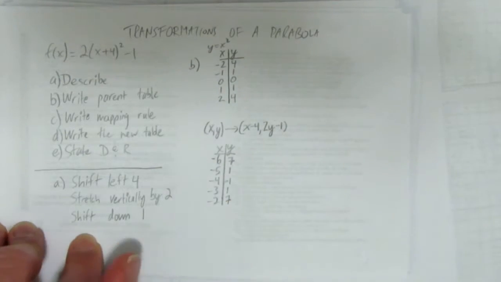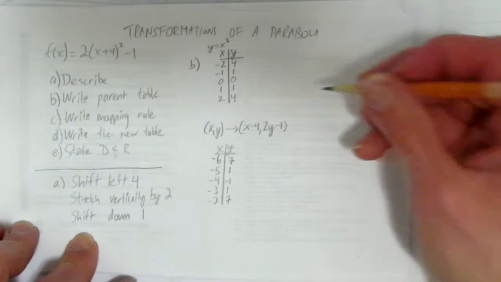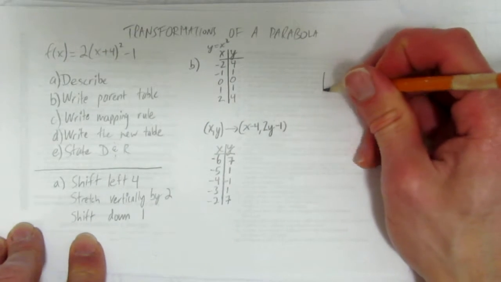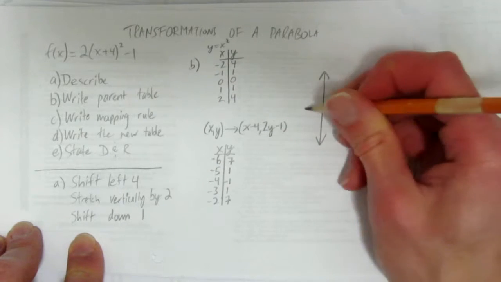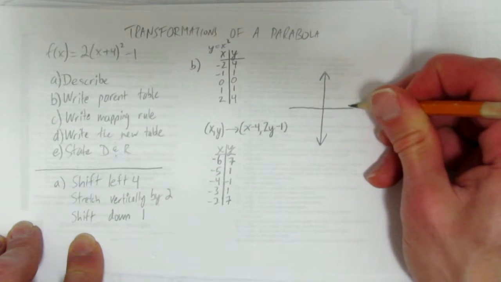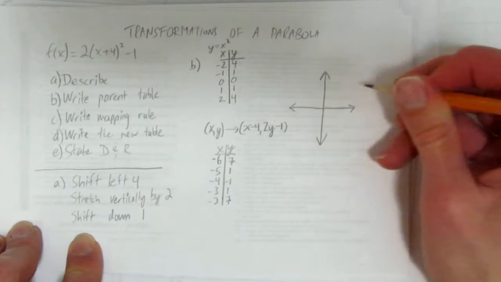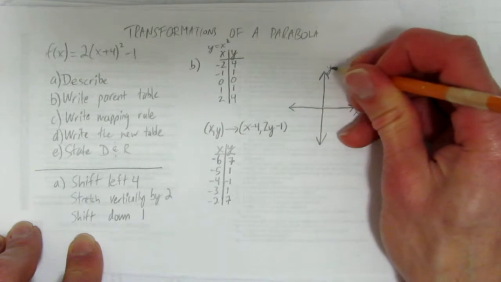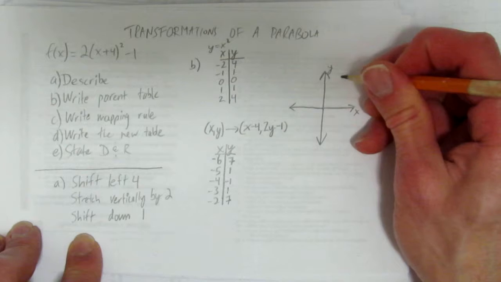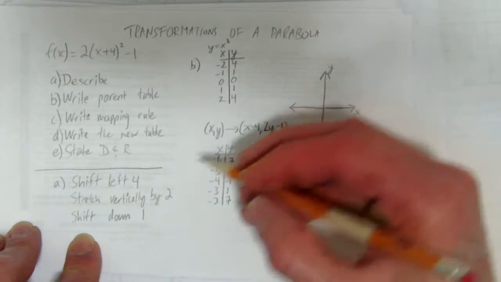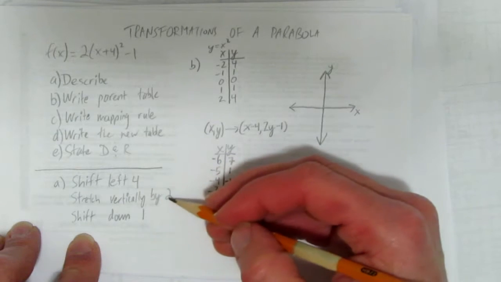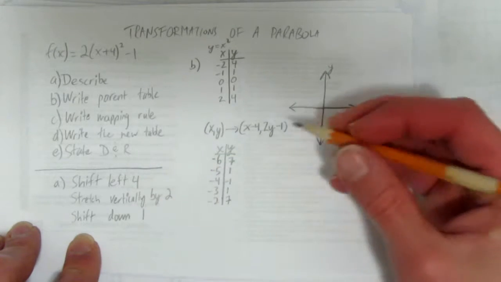I've got my table. I'm just going to do a quick sketch here just so you can see. I'm not going to draw a graph. Usually when I say the word graph, I mean make a nice scale and accurate graph. When I say the word sketch, though, I just want a rough idea of where this is. The original parabola would have been here, starting at 0, 0 and opening up. Our new parabola, as we expect, has been shifted left 4, stretched by 2, and moved down 1.